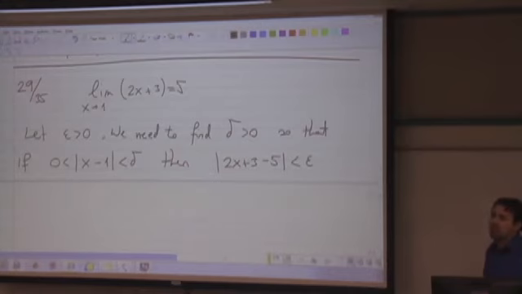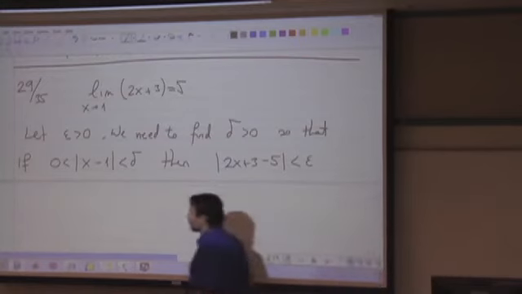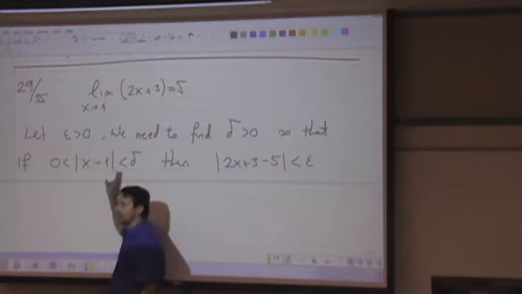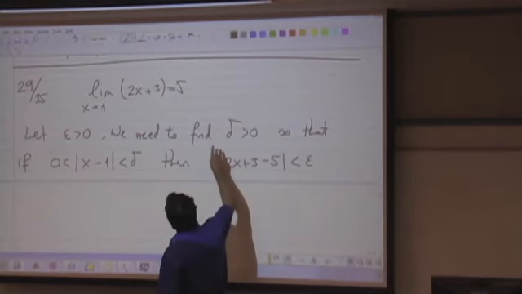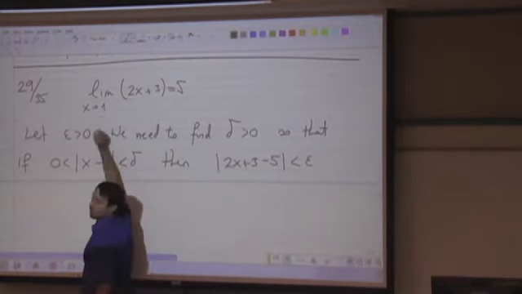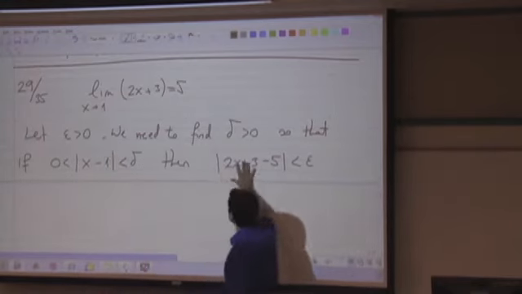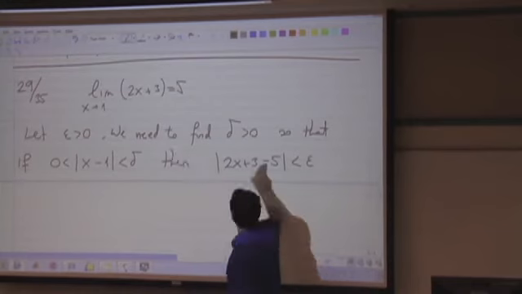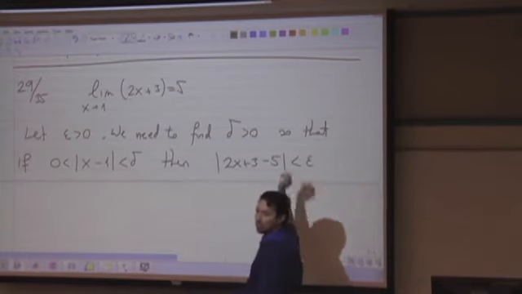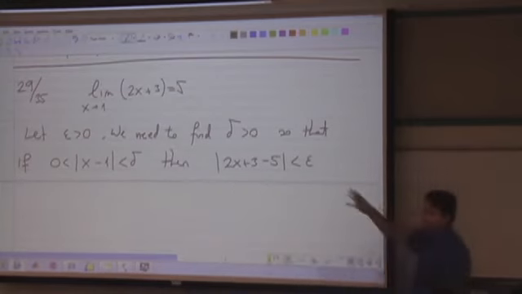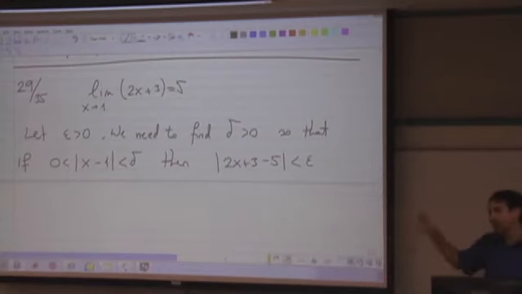Where does the expression come from? This is just the definition of the limit. Remember, it was 0 less than |x minus a| less than delta. Well, a you find right here. And then you have the absolute value of f of x minus L less than epsilon. So all I did is basically write out what we have in terms of the definition. Okay?